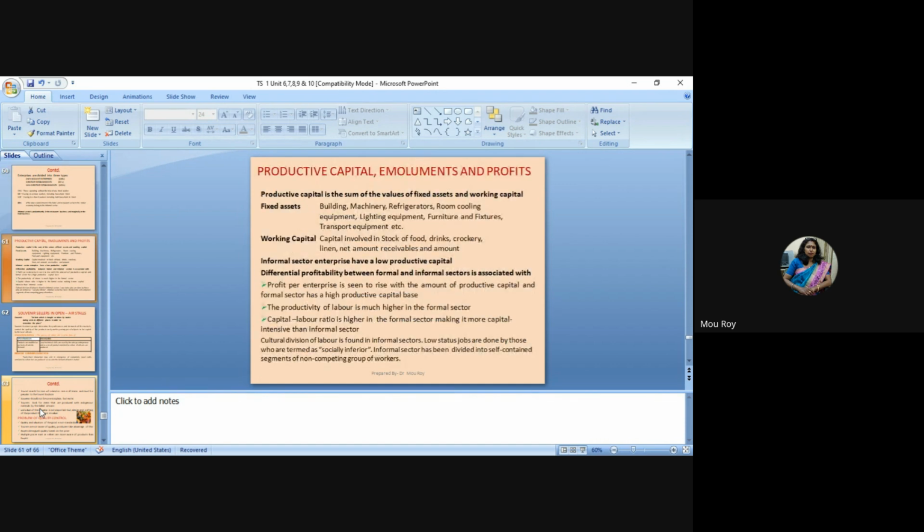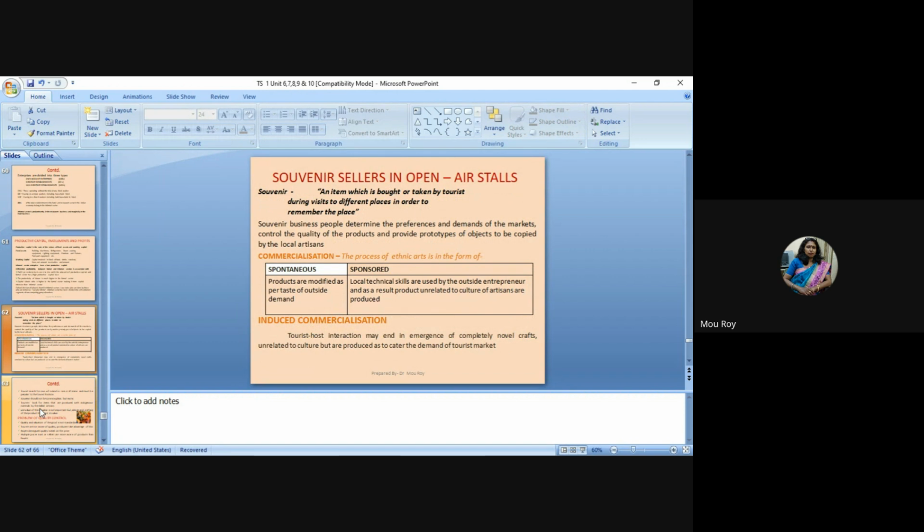Okay, in fact the hospitality industry is a labor intensive industry, and the productivity of labor is much higher in the formal sector. And then, coming to the souvenir sellers, as I told you, arts and crafts, you can get all these in museums. All these centers are there, information centers.